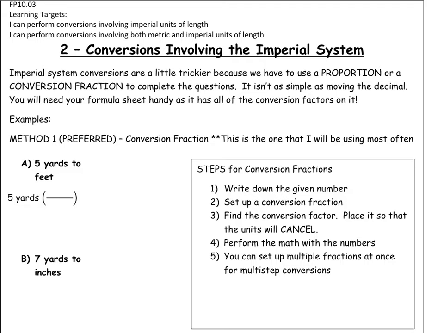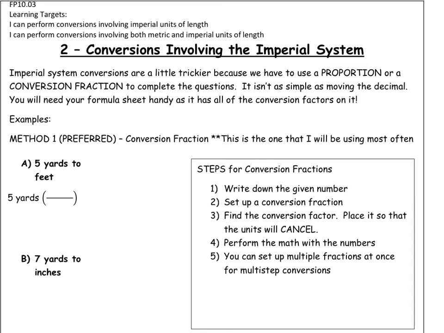Today we are going to take a peek at conversions involving the imperial system. So we are going to do some questions where we need to go from, say, meters to feet or feet to inches, but we're going to be walking back and forth between those things.